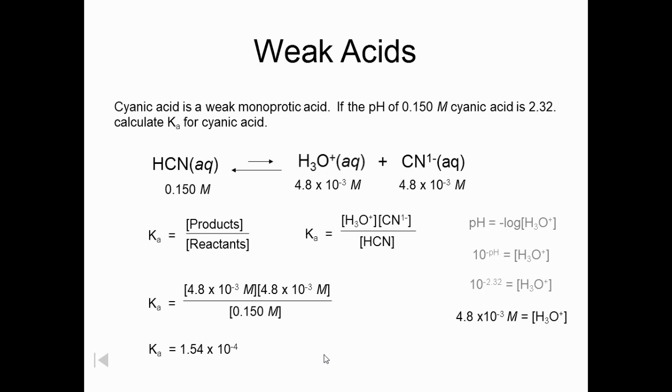Now, if we compare that value to acetic acid, which had a Ka value of 1.8 times 10 to the negative fifth, which is a stronger acid, cyanic acid or acetic acid? Good. Cyanic acid is a stronger acid because 1.54 times 10 to the negative fourth is a larger number than acetic acid's 1.8 times 10 to the negative fifth.